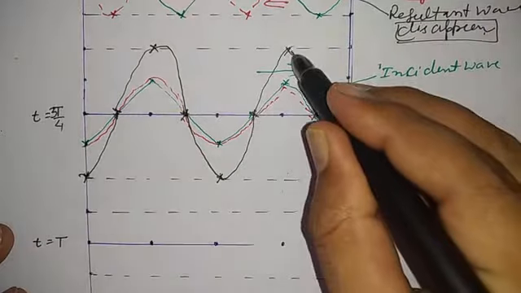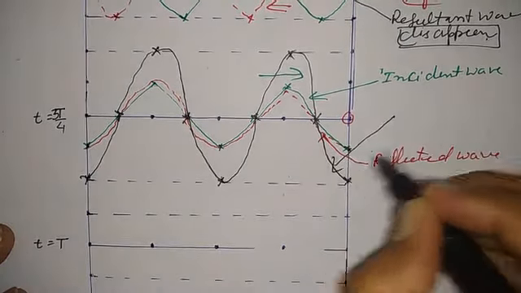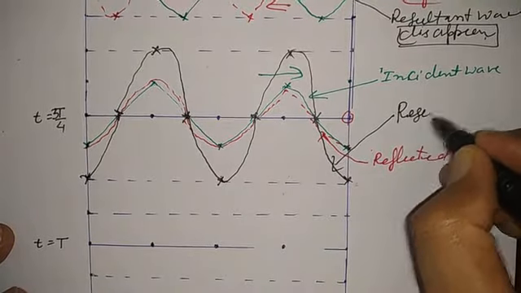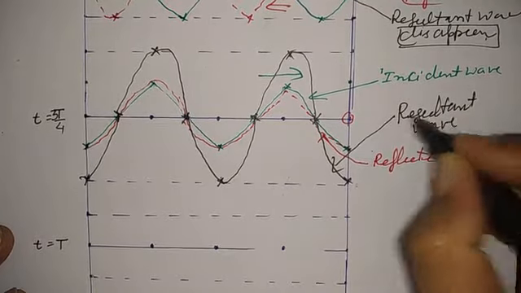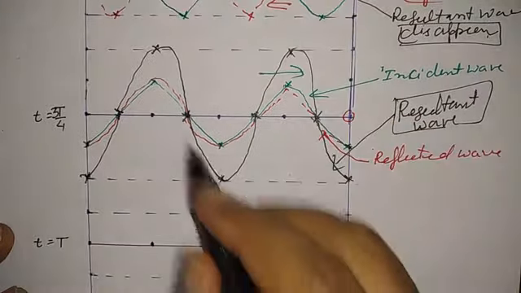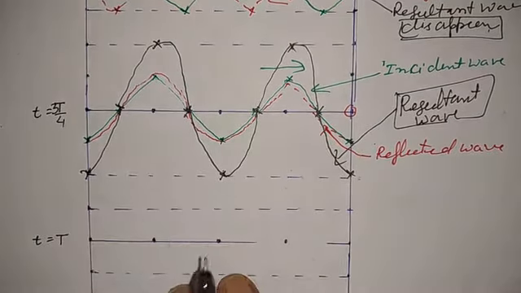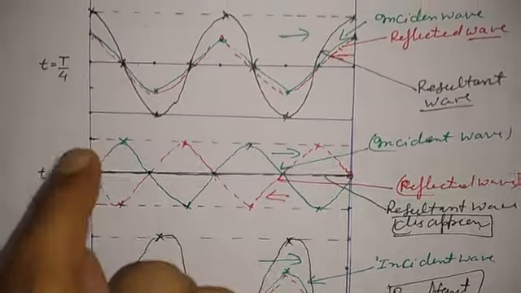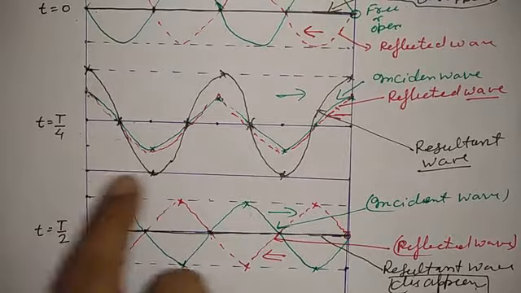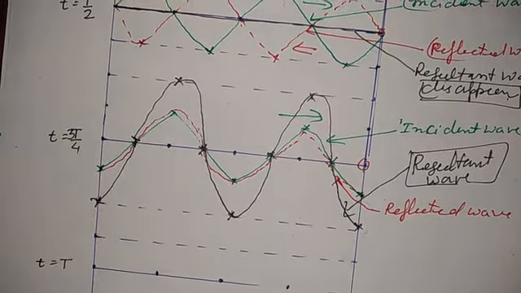Resultant stationary wave is this. This is the resultant stationary wave. Again it appears with maximum intensity, maximum amplitude, just like when time was t by 4. But it was on the positive side and now it is on the negative side.